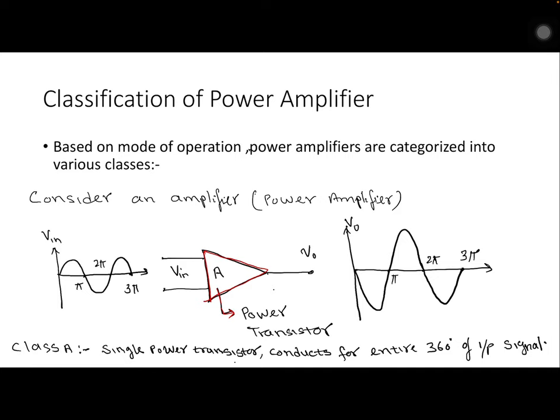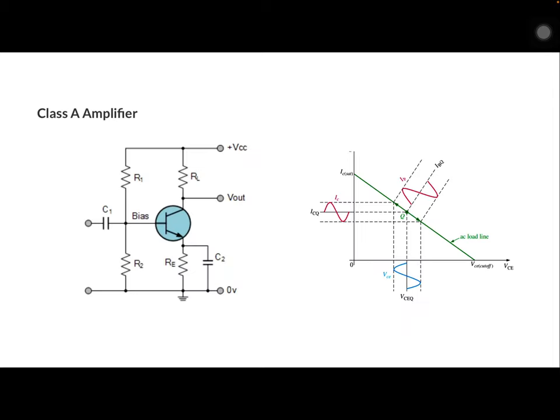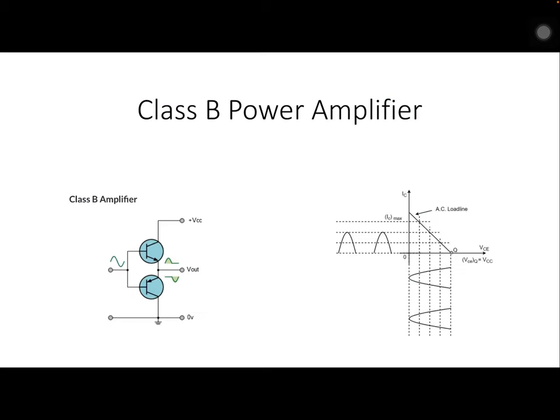In class A, a single power transistor conducts for the entire 360 degrees of input. So to have such conduction, the Q point is at the center of active region. Just remember two points. First, a single transistor conducts for 360 degrees, and to achieve this conduction, Q point is biased at center of active region. This is the definition of class A power amplifier. This is the circuit. Next is class B.